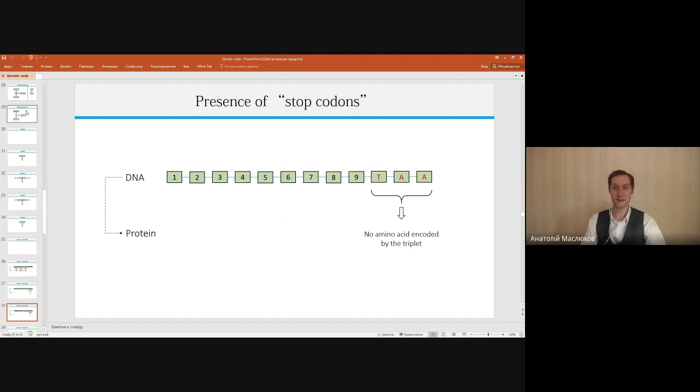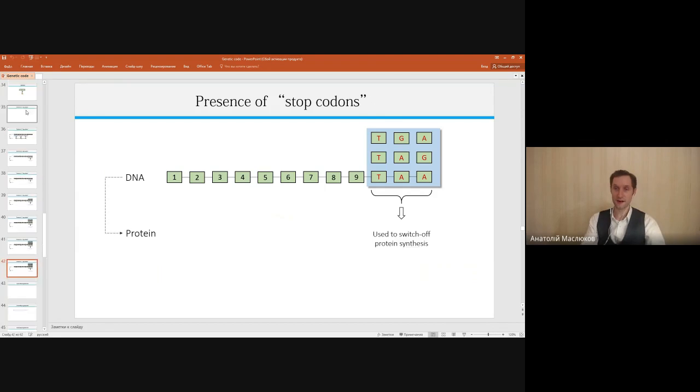These triplets are thymine, adenine, adenine; thymine, adenine, guanine; and thymine, guanine, adenine. These triplets are not responsible for any type of amino acid. Instead, we call them altogether stop codons. They are used to switch off protein synthesis. So there are no amino acids encoded by these triplets, and they are used to stop protein synthesis.